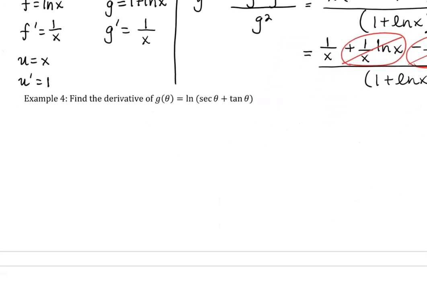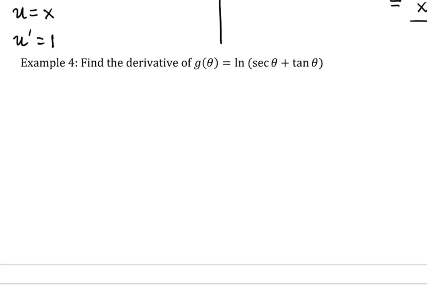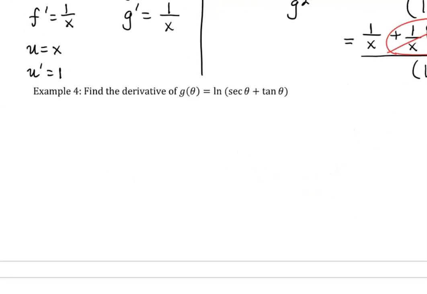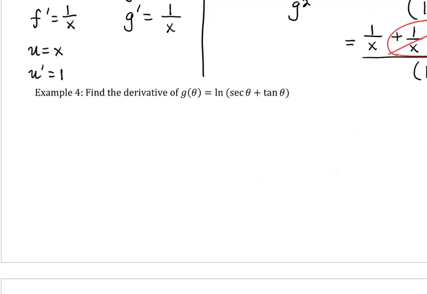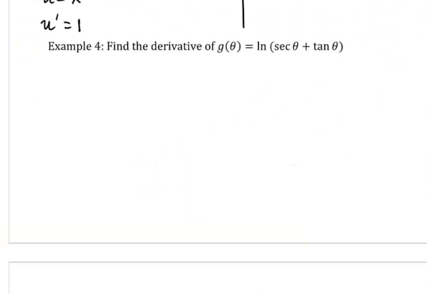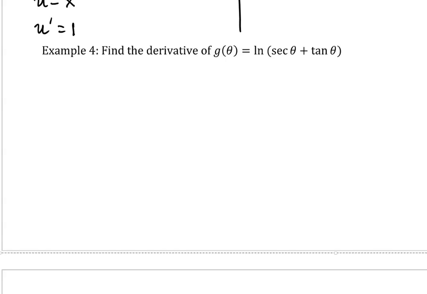Example 4, where we'll be finding the derivative of natural log of secant plus tangent. Let's start off by identifying u. Notice that in example 3, the only reason we used the quotient rule is because we had a quotient that involved natural logs. In example 2, the only reason we used the product rule is because we had a product involving our natural logs. Example 4 has neither a product nor a quotient, so I won't have to use the product rule and I won't have to use the quotient rule. I will just be using this rule along with some trig derivative rules.